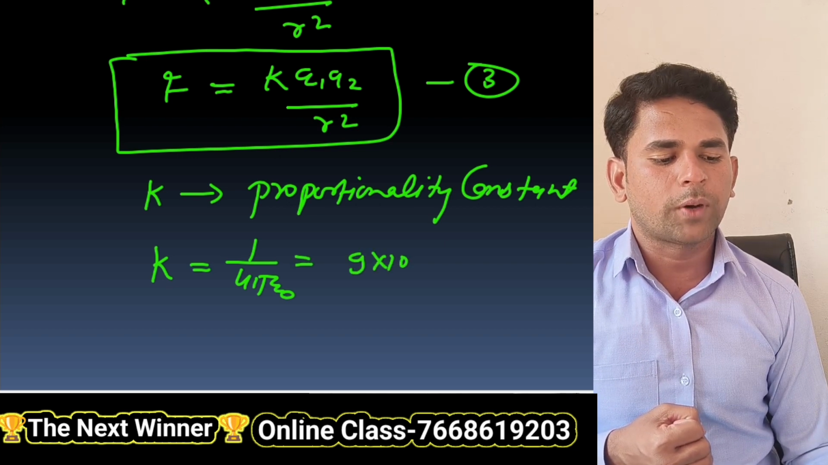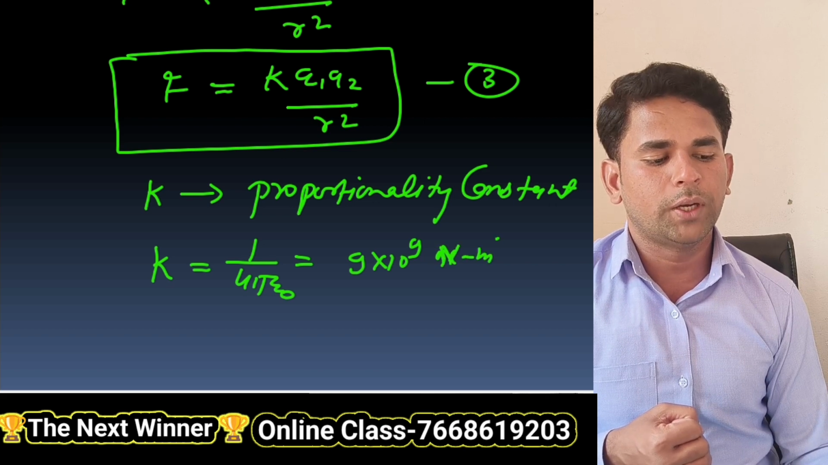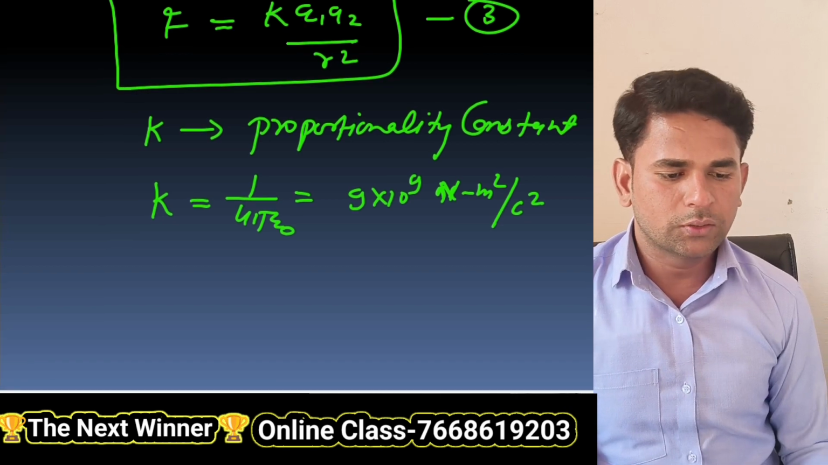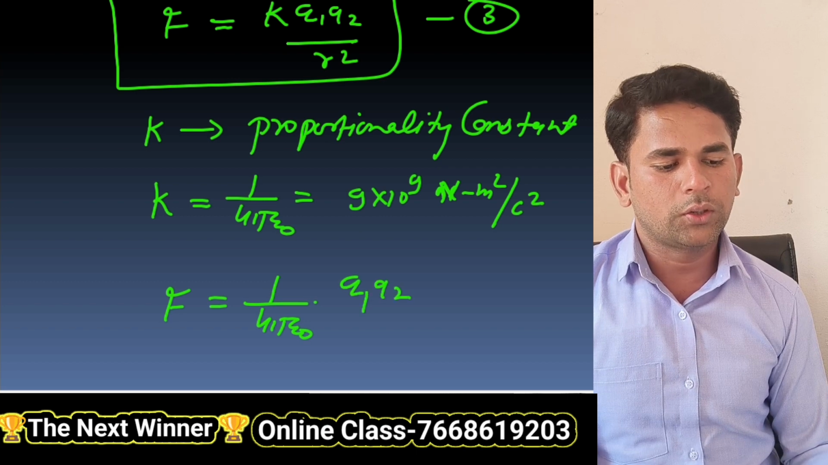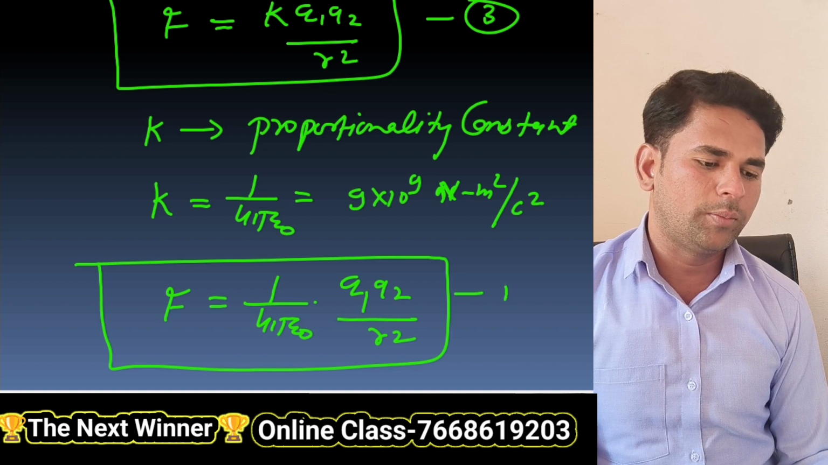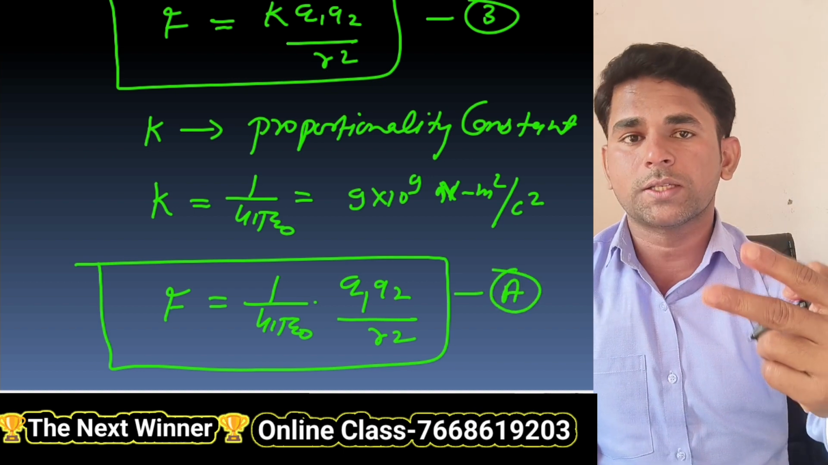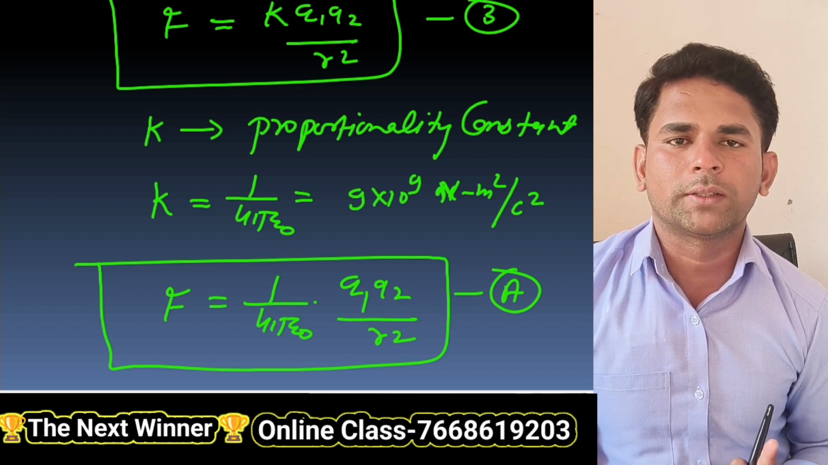9 into 10 power 9 Newton meter square upon Coulomb square. So now you can place that there. Now you can write F is equal to 1 upon 4 pi epsilon naught into Q1 Q2 upon R square. So this is the Coulomb's force formula between two charged bodies, or two charged particles. Till here you can write, and you will get full marks.